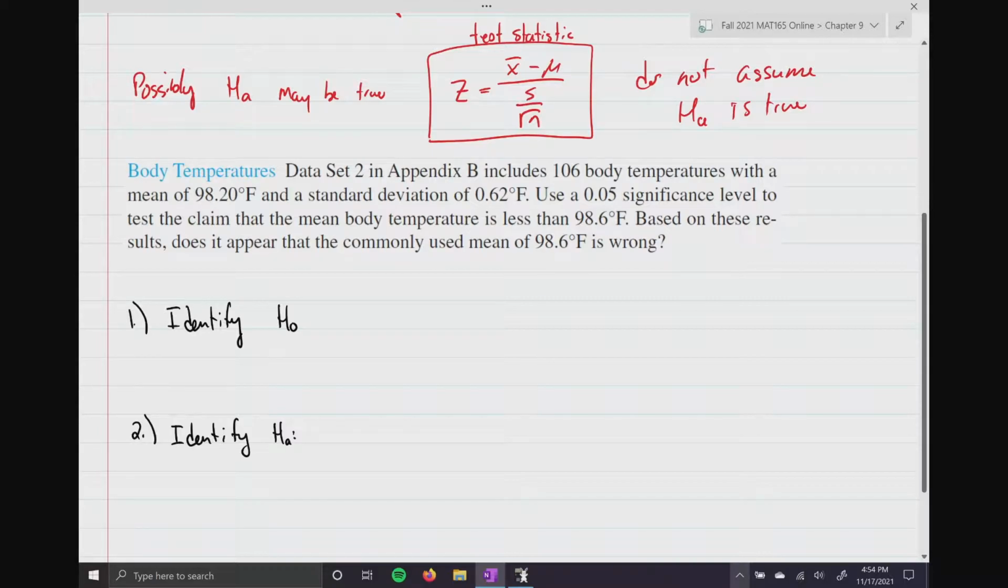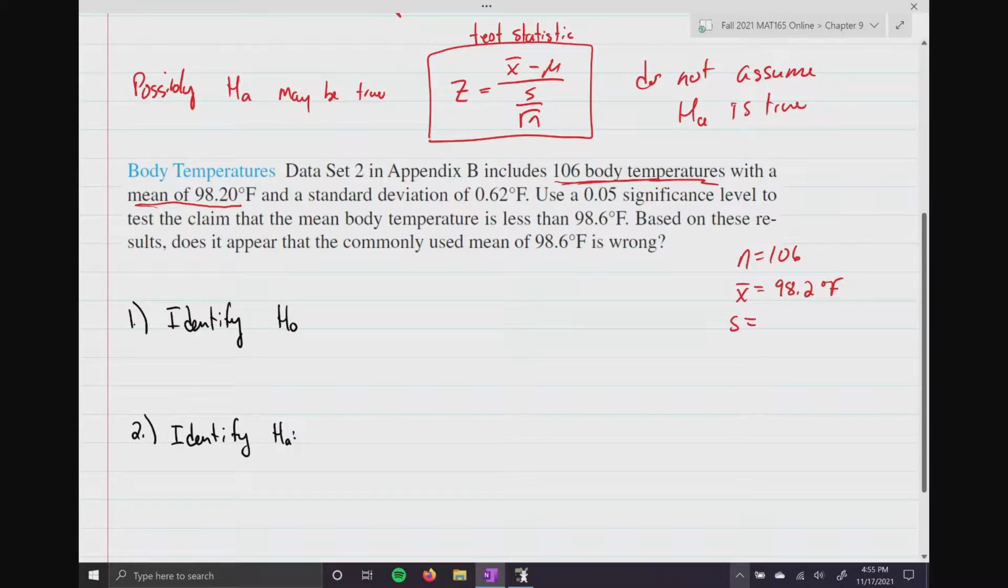So let me give you a little bit of background on this problem. Number one, we have a very large sample size. We have 106 body temperatures. So off to the right here, I'm just going to write n equals 106. Second, of the 106 body temperatures, we know that they have a mean of 98.2. So x bar equals 98.2 degrees Fahrenheit.